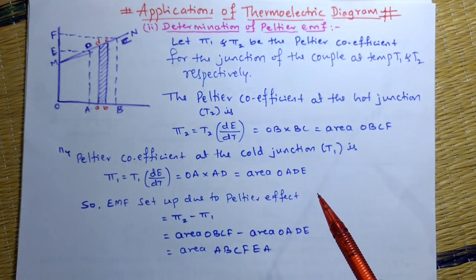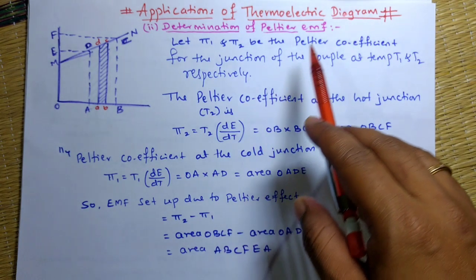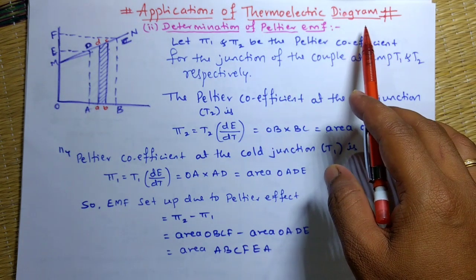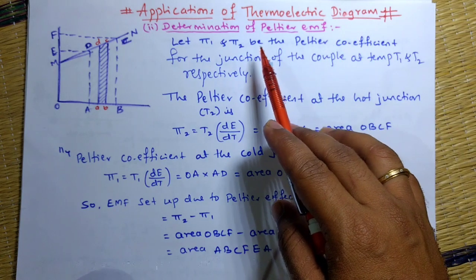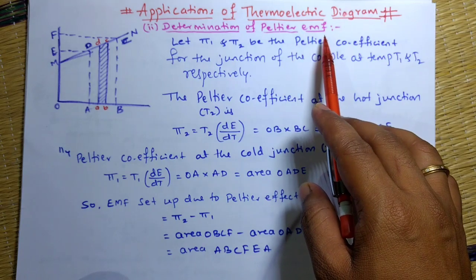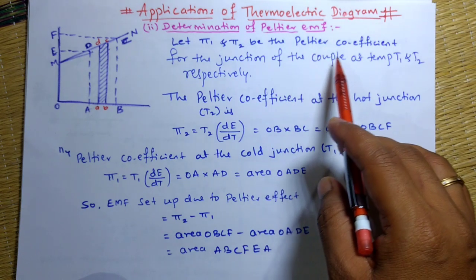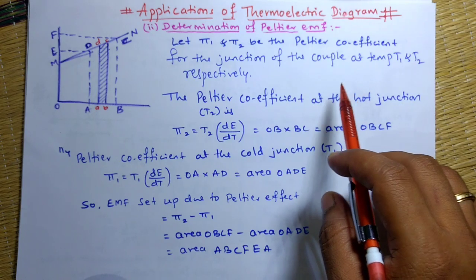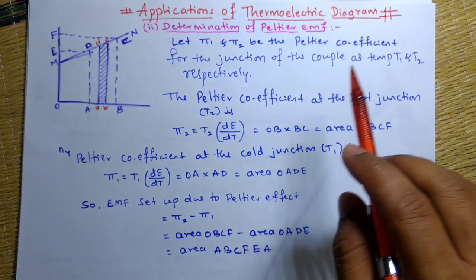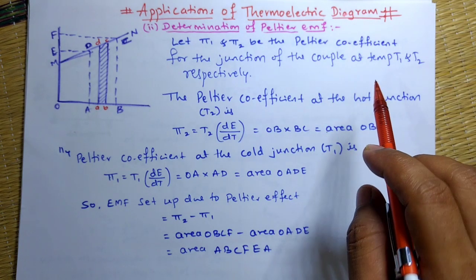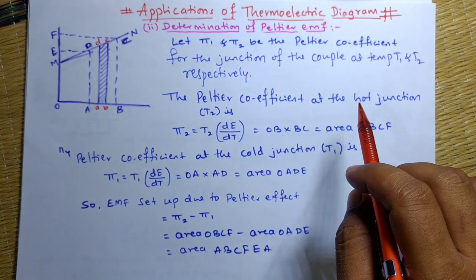In today's video lecture we are going to discuss the next application of the thermoelectric diagram. With the help of the thermoelectric diagram we are going to determine the Peltier EMF. Usually the thermocouple consists of two metals and forms two junctions. One junction is a hot junction and the other is a cold junction, with temperatures T1 and T2, right?